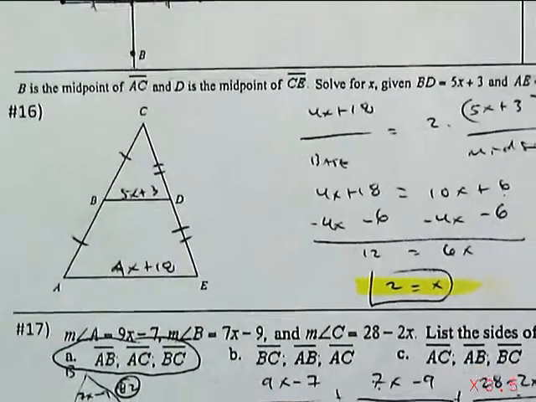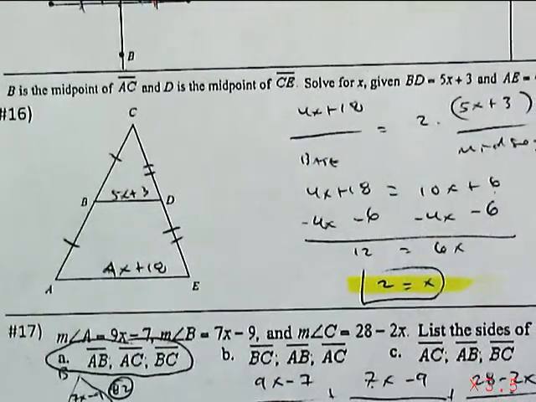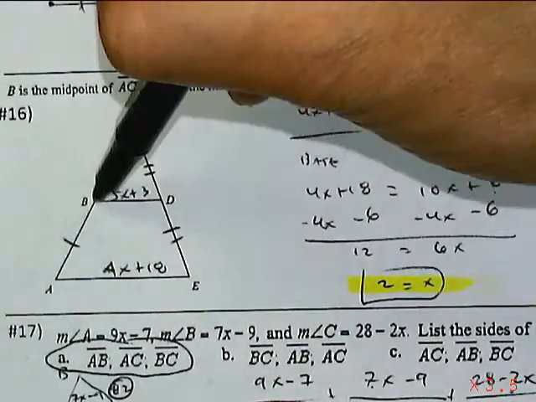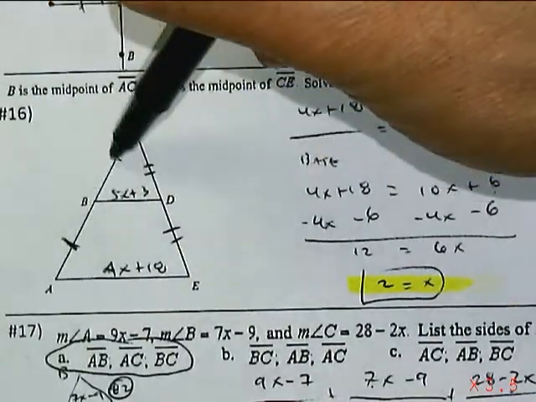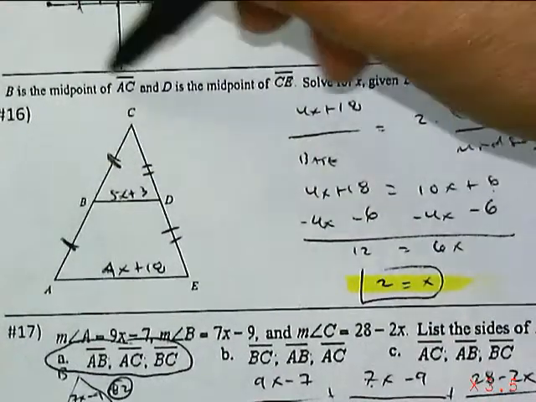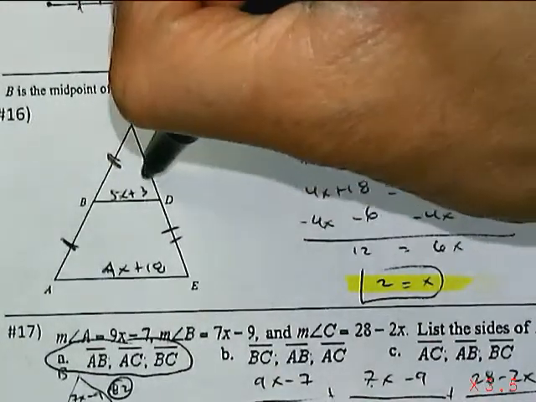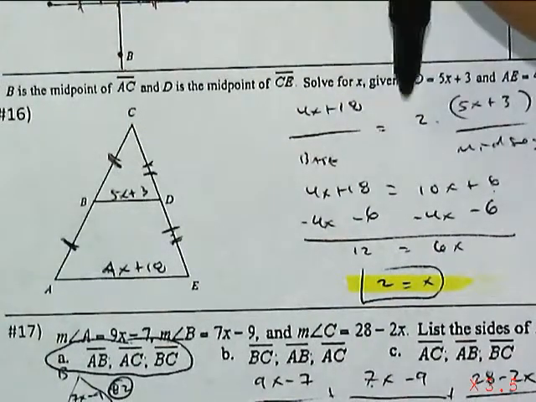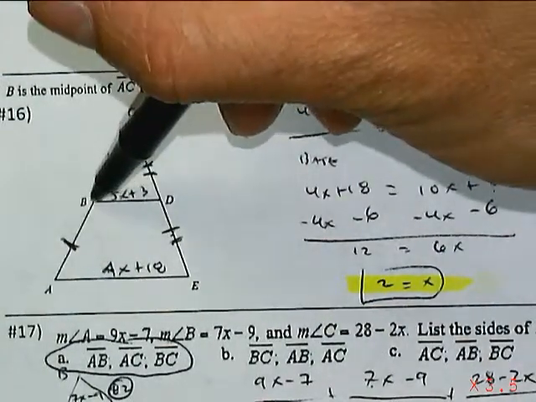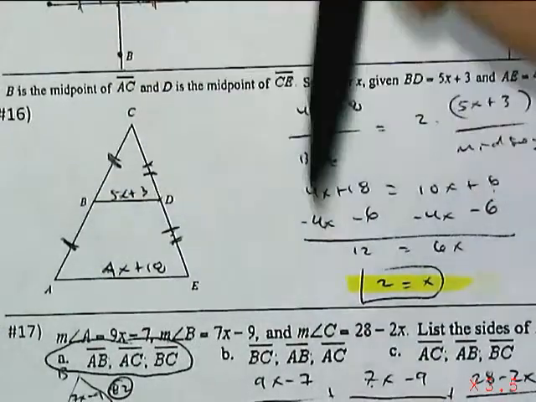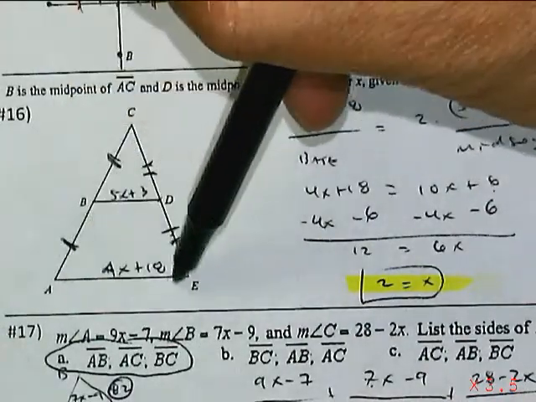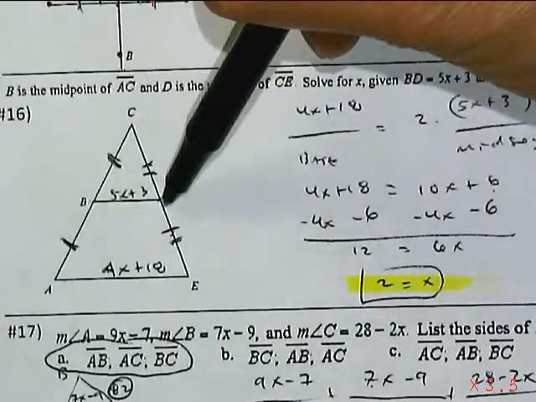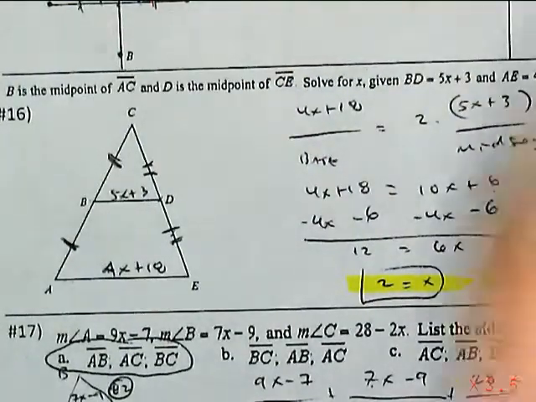Question number 16. B is the midpoint of AC, so I'm marking out my picture as I read the clues. D is the midpoint of CE. Solve for x, given BD is 5x plus 3, so I write it on my triangle, and AE is 4x plus 18. Well, if it's telling you that these are the midpoints on the sides, it's essentially telling you that this is the midsegment.